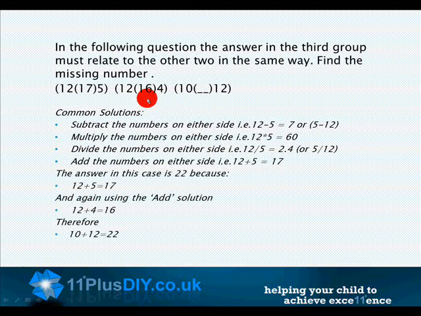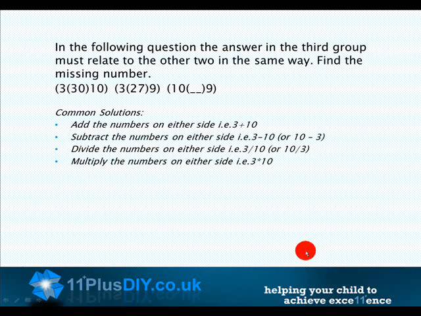So, using our same add solution, we could say 10 plus 12 equals 22. And that is the answer. 12 plus 5 equals 17. 12 plus 4 equals 16. Therefore, 10 plus 12 equals 22. The answer is 22.